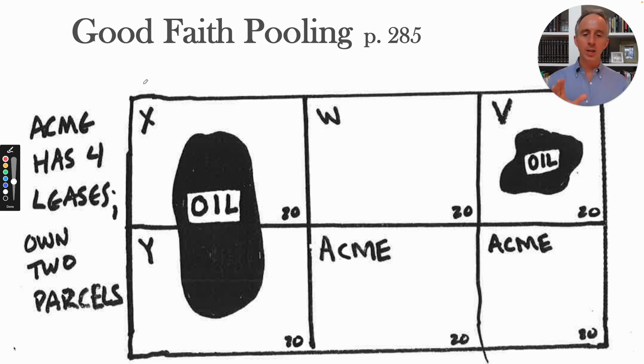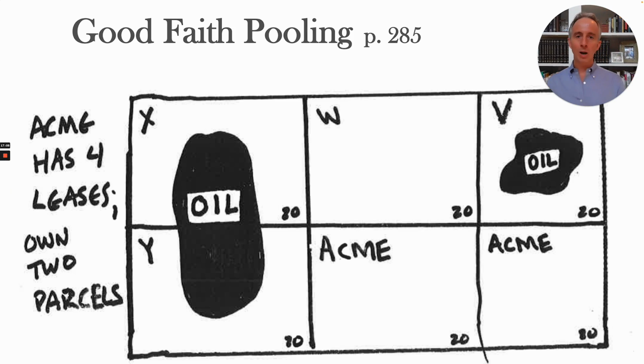But then the question is, okay, well, we've seen a lot of different possibilities for pooling here, from ones that would totally serve Acme's interest at the expense of the landowners to ones that would totally serve the landowner's interest at the expense of Acme. Where along that spectrum is Acme required to pick to satisfy good faith? And the possibly unsatisfying answer is we don't know exactly.